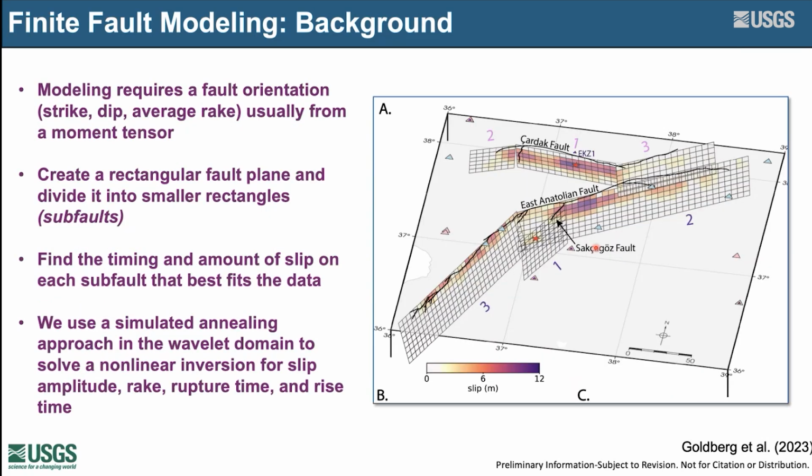So how do we turn earthquake observations into a finite fault model? First, we need to define the fault orientation. We need a strike, a dip, and an average rake. And we usually take that from a rapidly computed moment tensor solution.